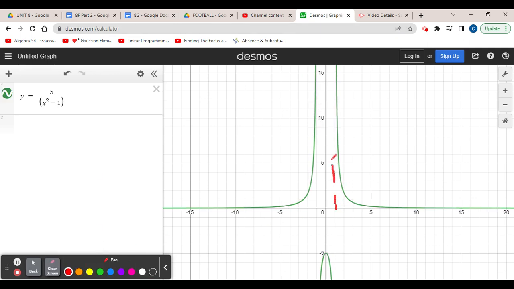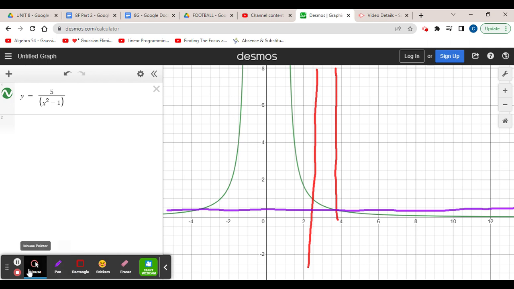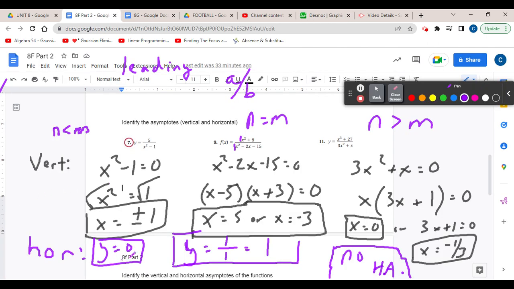So here are our vertical asymptotes, 1 and negative 1. And the horizontal asymptote is going to be at y equals 0, which it does. The graph infinitely approaches 0, but it never touches it. Let me clear the screen here. So it's going to infinitely approach 0 but never touch. So horizontal asymptote of y equals 0, vertical asymptotes of positive and negative 1. Perfect.